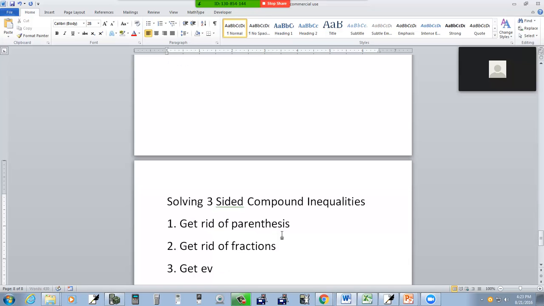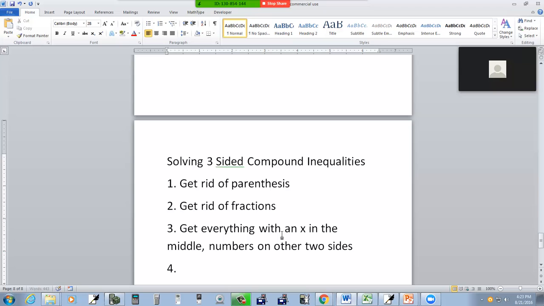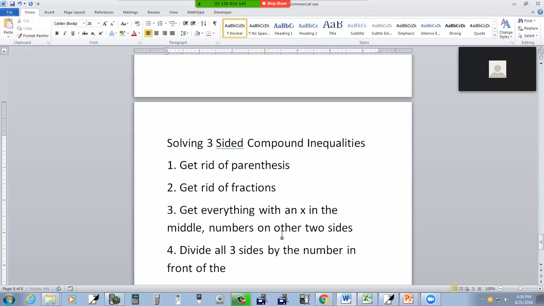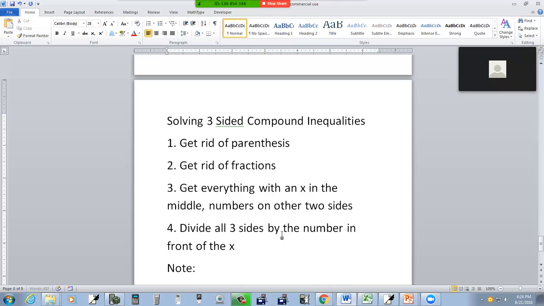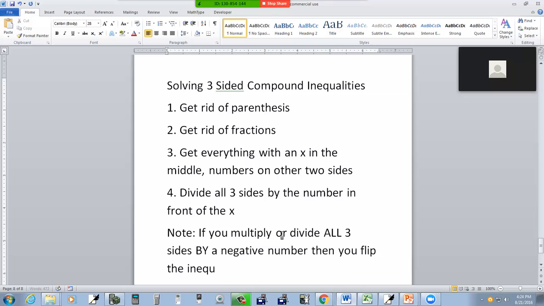Step 3, get everything, I'm talking about terms, get everything with an x in the middle, numbers on the other two sides. And step 4, divide all three sides by the number in front of the x. Now we have a note that goes along with this. It says if you multiply or divide all three sides by a negative number, then you flip the inequality symbols.